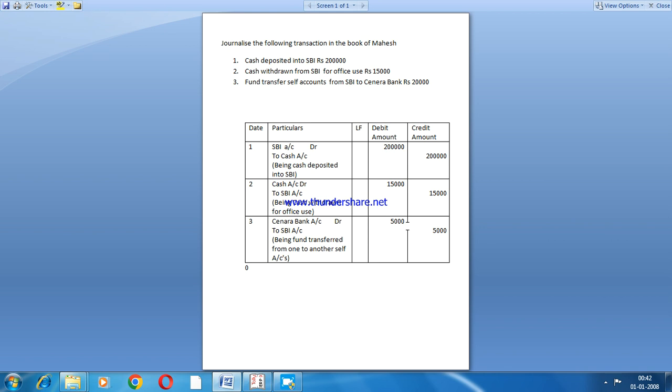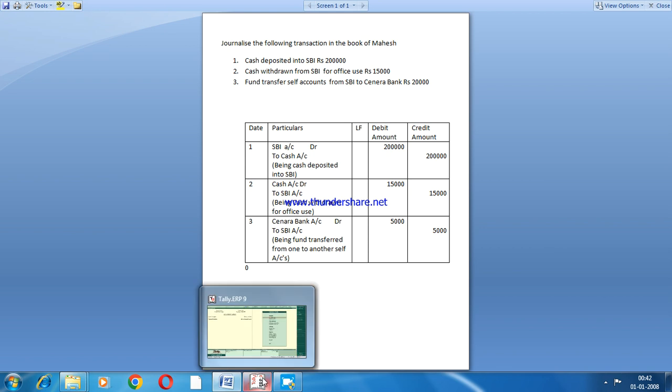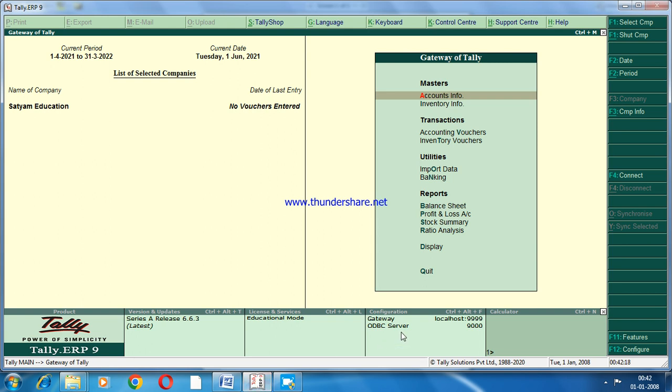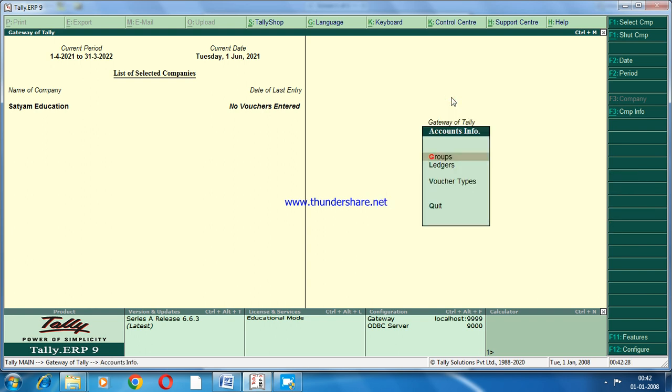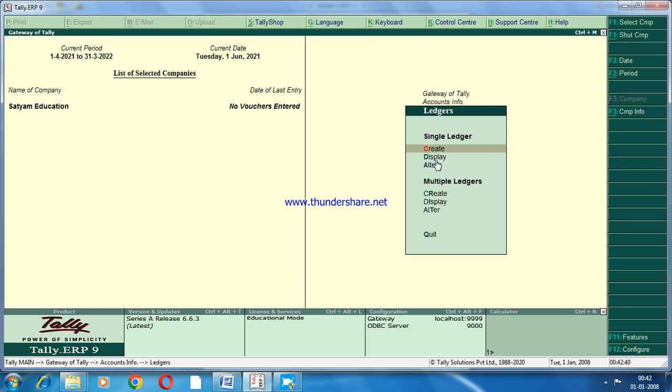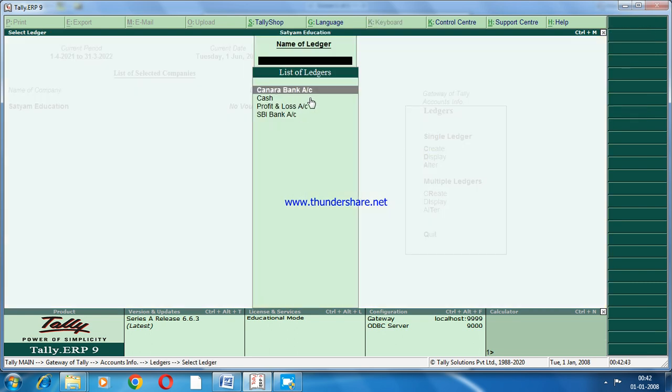Now, after getting to know the journal entries, our next step is to go through Tally. Now I will open Tally. First we need to create the ledgers. For creation of ledgers, click on Accounts Info. When you click on Accounts Info, the Accounts Info dialog box is displayed. I have already created the ledgers: Canara Bank account, SBI Bank account, and by default Cash and Profit and Loss account are created.